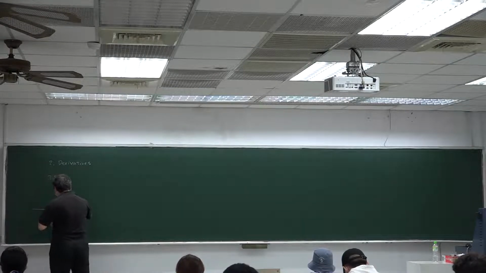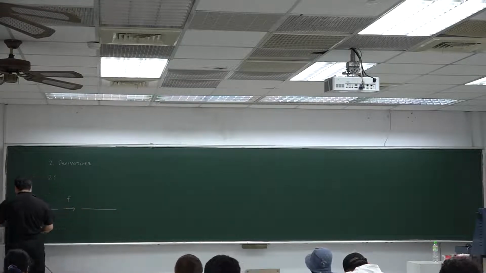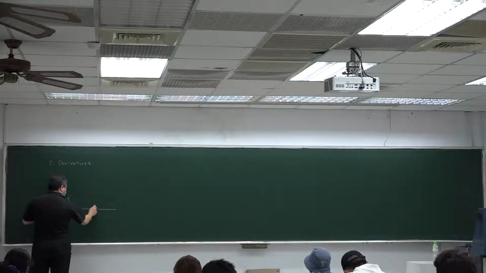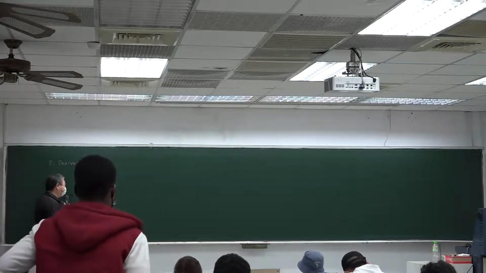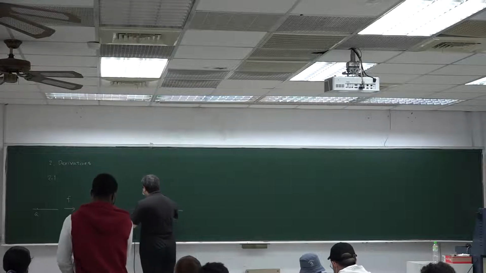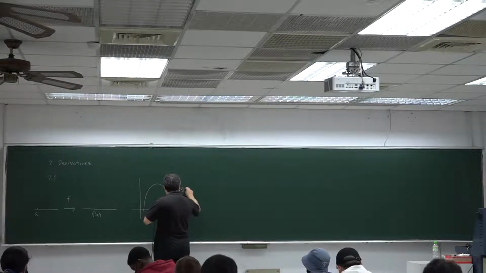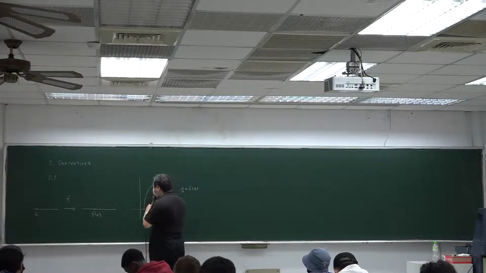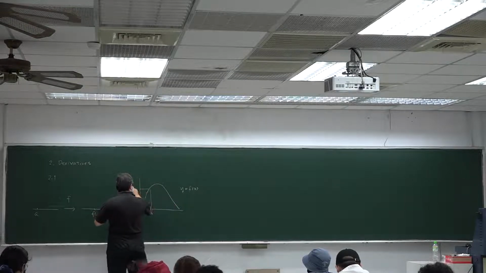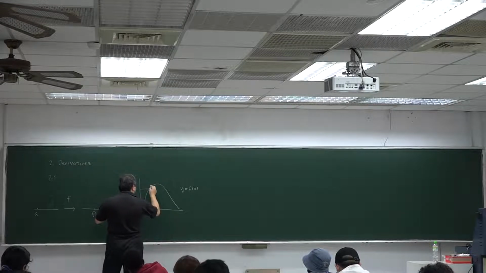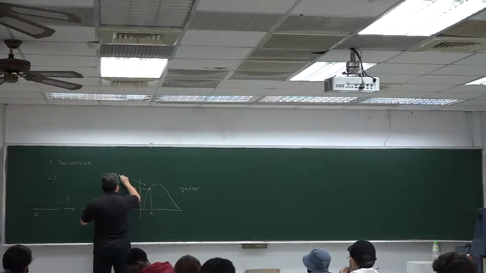Suppose we have a real-valued function f, defined at a. Suppose the graph of the function f is this curve, and a is here. Then the point P here has coordinates (a, f(a)).